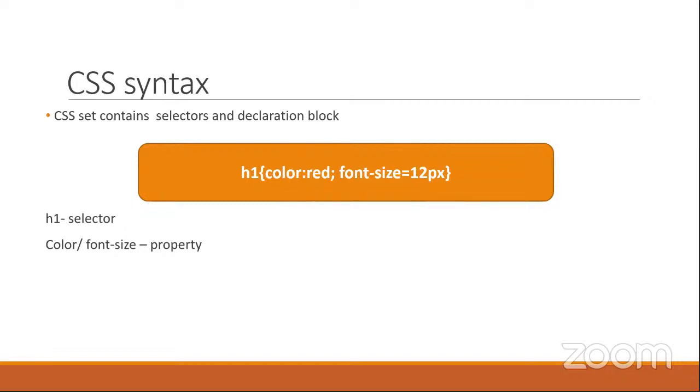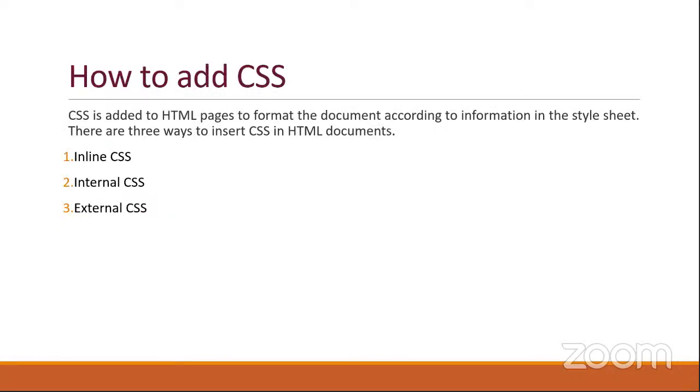Right. So now we'll move to another one. How to add CSS, or we can say, the types of CSS. There are 3 types of CSS: inline CSS, internal CSS, and external CSS. Okay. So now we'll see examples one by one, for inline, internal, and external.